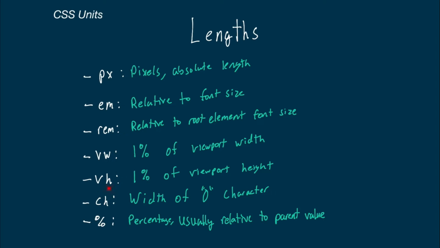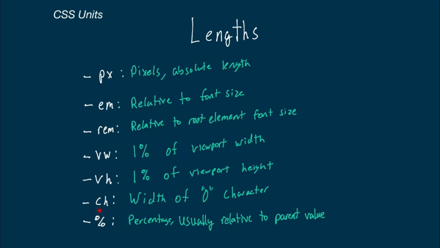VW and VH stand for viewport width and viewport height. As the name suggests, they are relative to the size of the viewport. For example, 1 VW is equal to 1% of the width of the viewport, 50 VW is 50% of the width of the viewport, and so on and so forth.